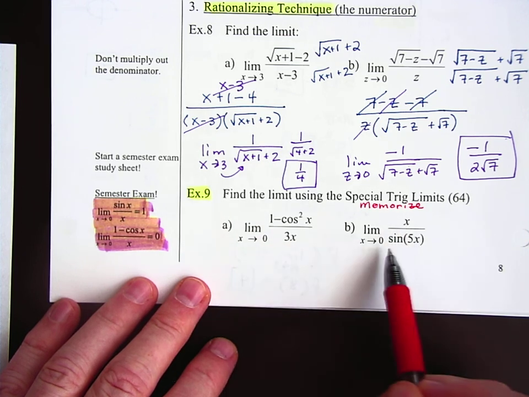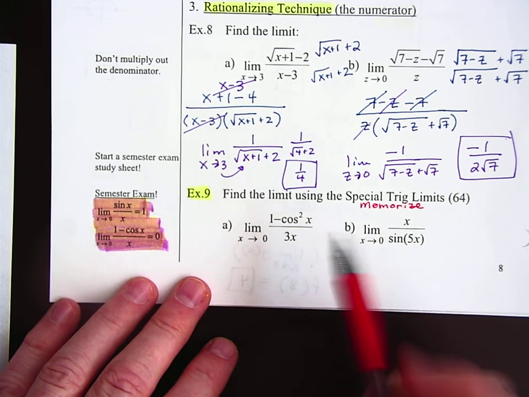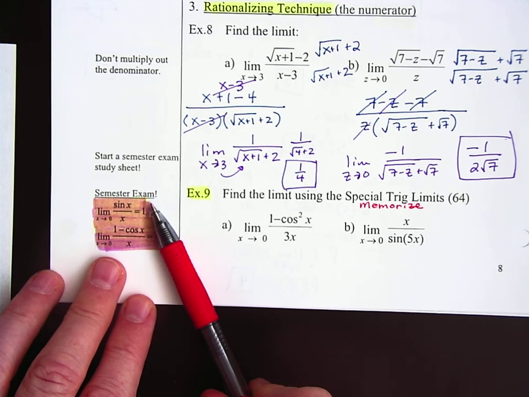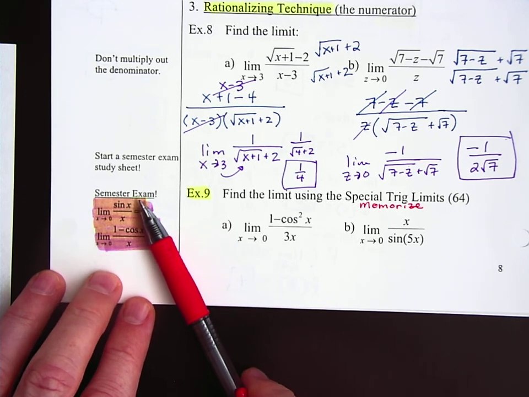Same thing here. The sine of 0 is 0. We'd be dividing by 0, so that's bad. So these are on the semester exam. They show up on some AP exams here and there, so make sure you memorize them.